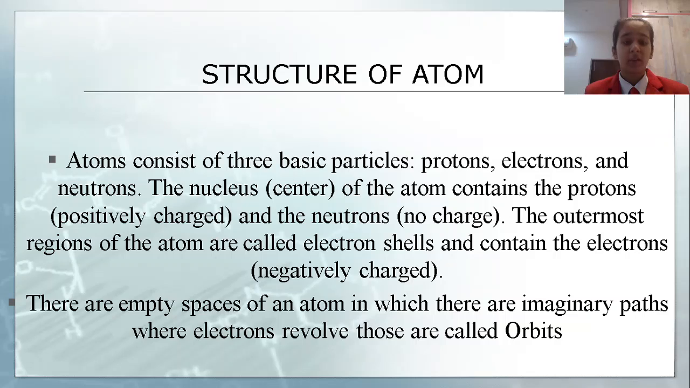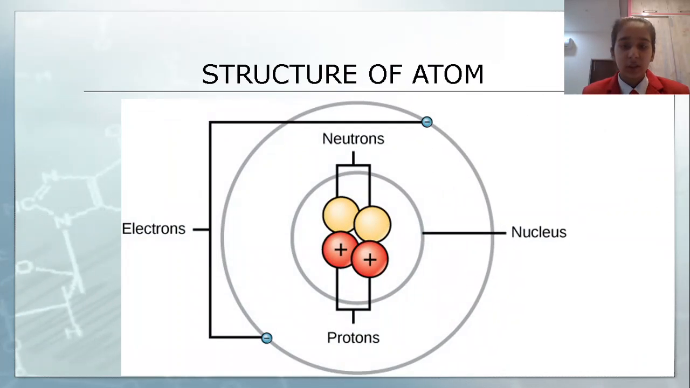Structure of an atom. An atom consists of three basic elements called protons, electrons, and neutrons. The nucleus is the center of the atom, which contains protons and neutrons. Protons are the positively charged elements, and neutrons have no charge. Around them, there are the electronic orbits where electrons revolve, and electrons are the negatively charged particles. As you can see here in the structure of an atom, there are neutrons in the center and the protons, those are positively charged, in the nucleus. Here are the electronic shells where the electrons revolve.